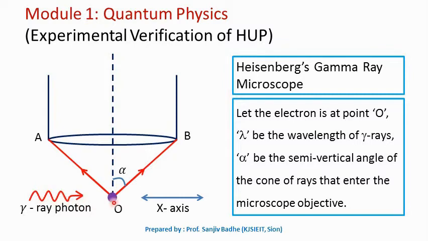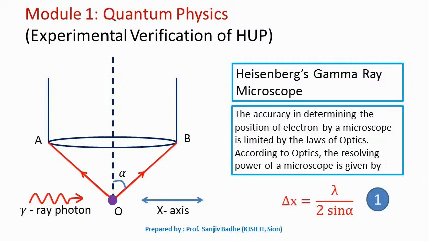If this gamma ray photon, after colliding with the electron, enters into the objective lens of this gamma ray microscope, the electron will be seen. Let lambda be the wavelength of these gamma rays. Alpha is the semi-vertical angle of the cone of this microscope. In order to see this electron, the gamma ray photons after striking the electron must enter into this cone of the microscope. So in the Heisenberg gamma ray microscope experiment, Heisenberg used a microscope to view the electron and to find the position of the electron.